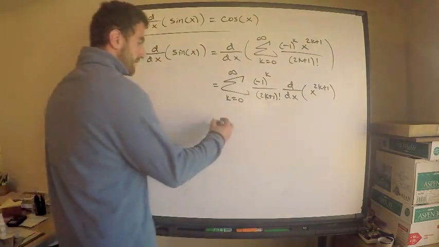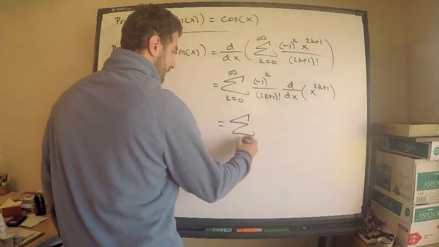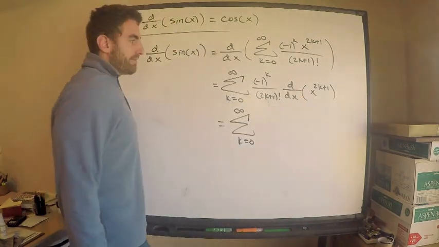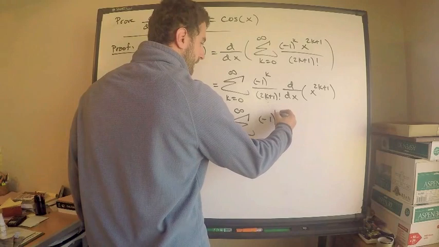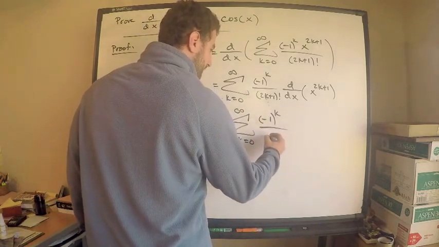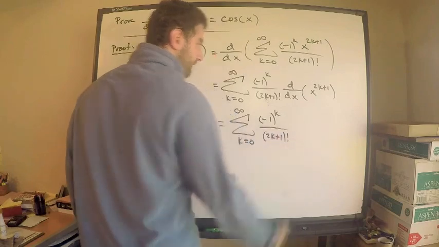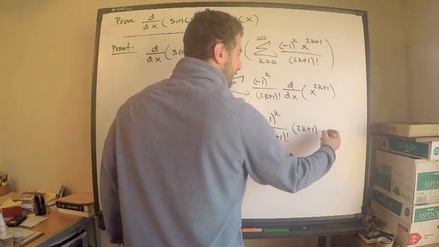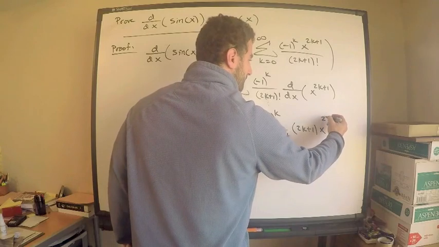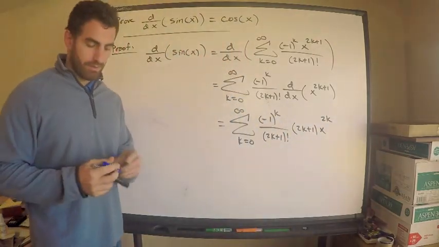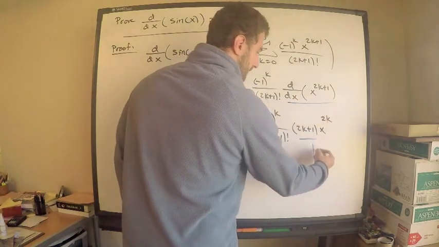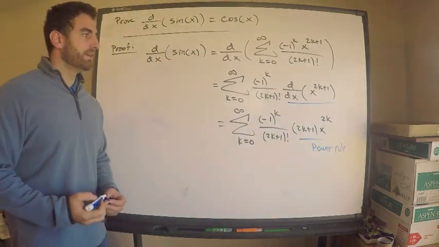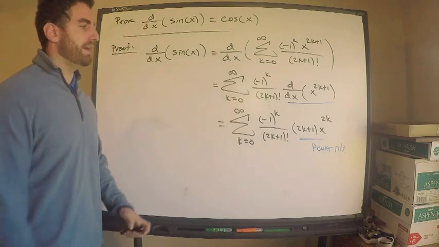Easy peasy, right? So this is equal to the sum from k equals 0 to infinity. Bring the power down, subtract one from the exponent. So just the power rule: -1 to the k over 2k plus 1 factorial. Now I'll take the derivative. The derivative is bring the power down, 2k plus 1 times x to the 2k. So just the power rule, which I proved in a previous video. So we can absolutely do that. And I proved it for natural numbers, which means specifically I can do it in that case right there, because those are natural numbers.